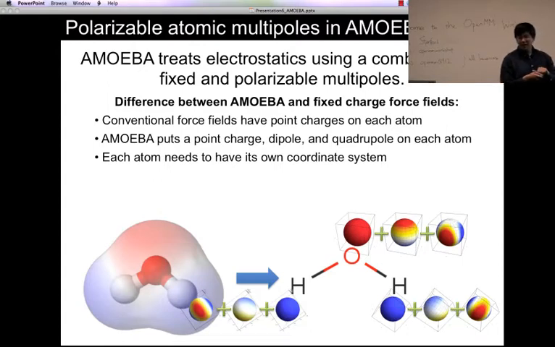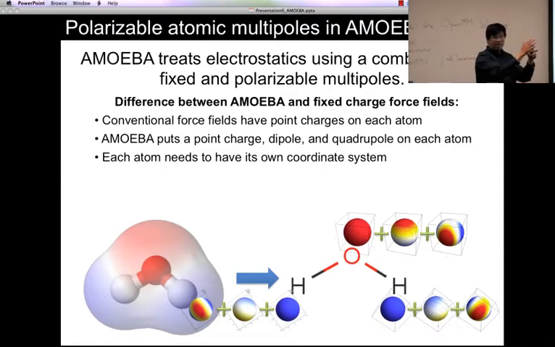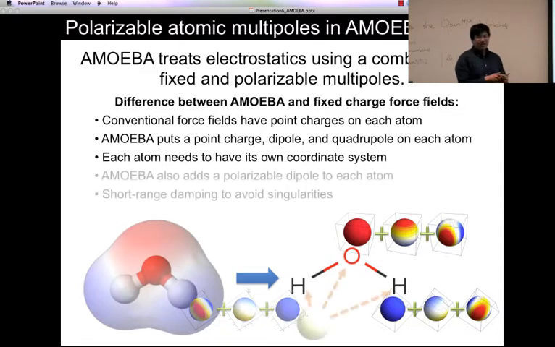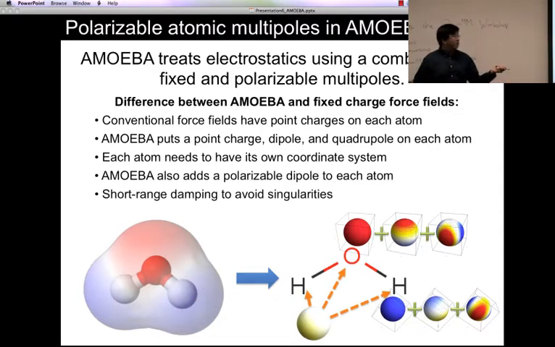This is a physical effect because in the water molecule, even though the nuclei are in a plane, right, 3 points in a plane, the electrons actually come out of the plane, right? So that means the component of the quadrupole moment that comes out of the plane must be negative. And point charge force fields are not able to describe that, but AMOEBA can. And the polarizable component takes the form of a point dipole on each atom that's able to move in response to the electric fields, and this is kind of what it looks like.